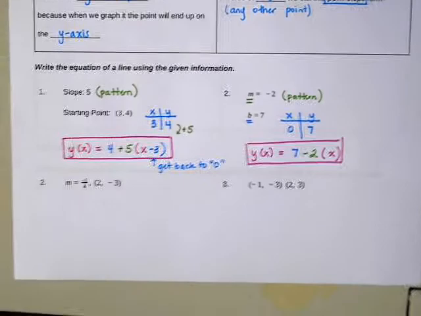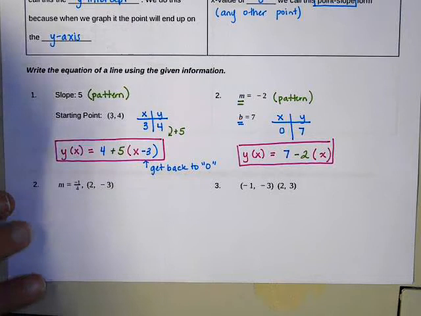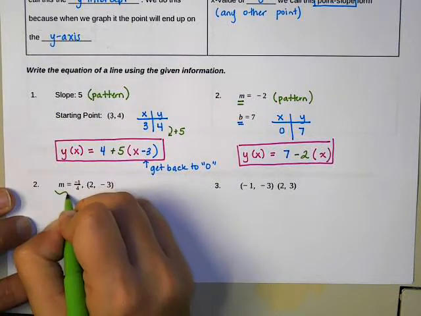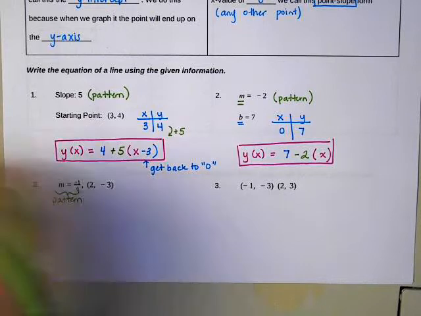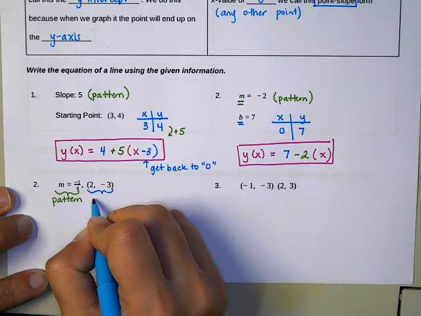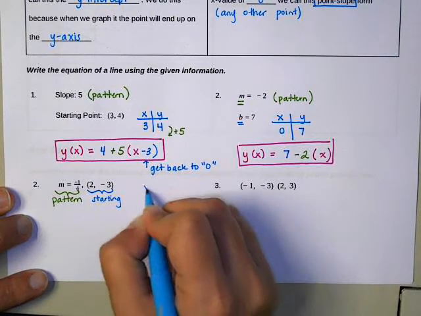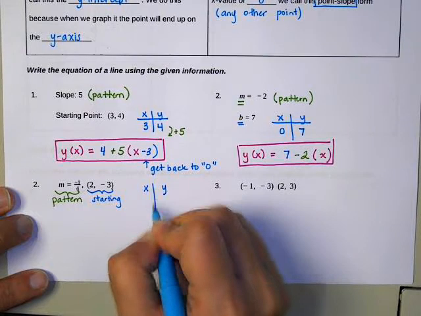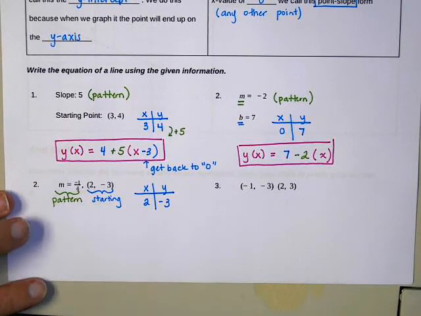Next, in the next problem, we have an m and we have a starting point. So the m is our pattern, which is our slope. And this point right here is our starting point. I'm going to make a little mini table, and my starting point will be 2 comma negative 3.